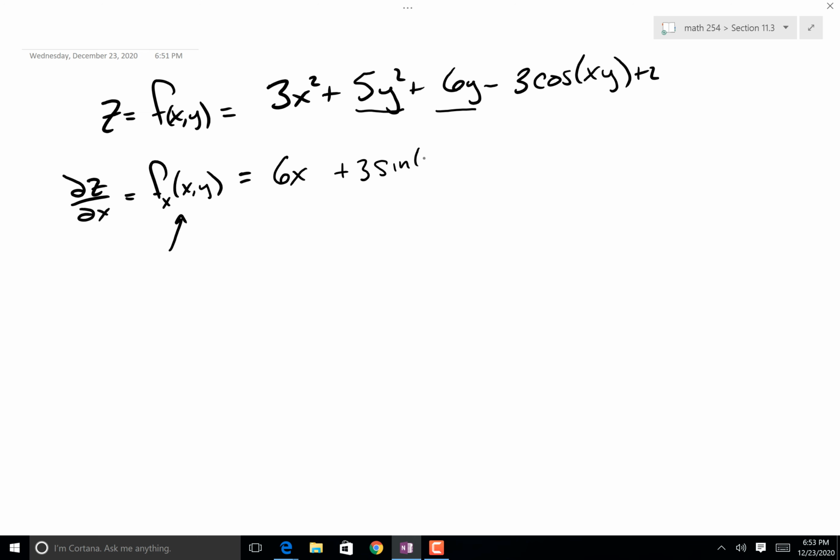sine of xy. Now, be careful. Remember, this xy looks just like, for instance, 2x. If it was 2x, you would multiply by 2 because that's the chain rule. Same thing is going to happen here. And then, of course, the derivative of 2 is simply 0. Ta-da!